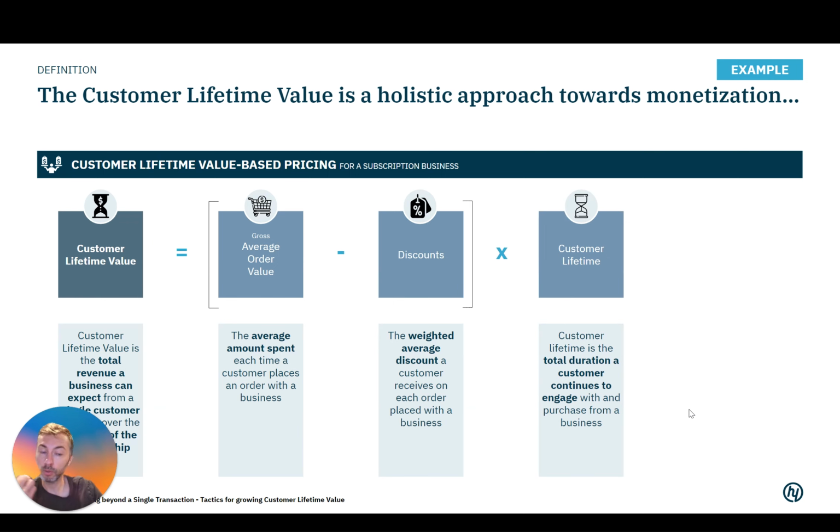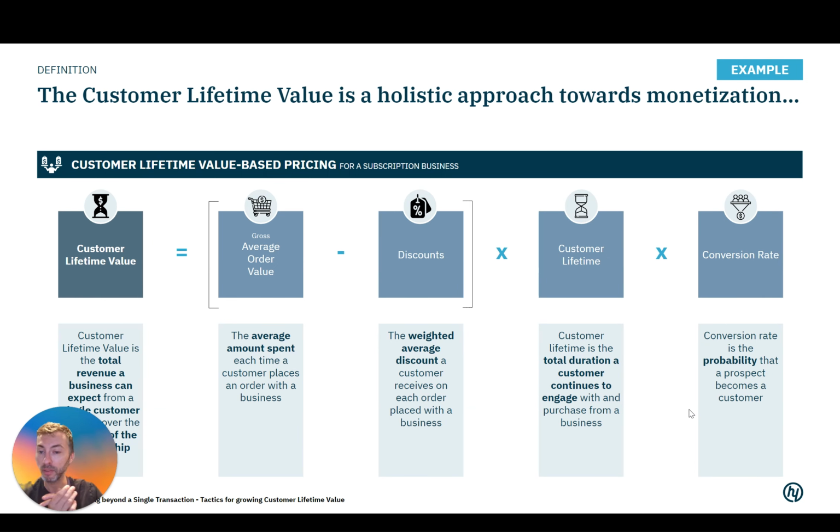If you want to see it in a more, let's say, mathematical way, it's the average order value minus discounts, so net price, times customer lifetime, how long, how often they are buying, and the conversion rate, so the probability a prospect becomes a paying customer. Especially this is important in freemium models and when you have clients that are not paying.